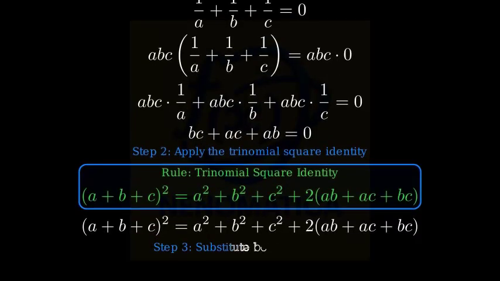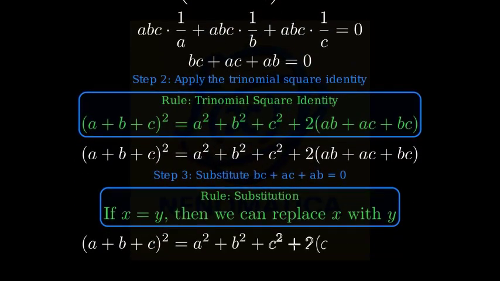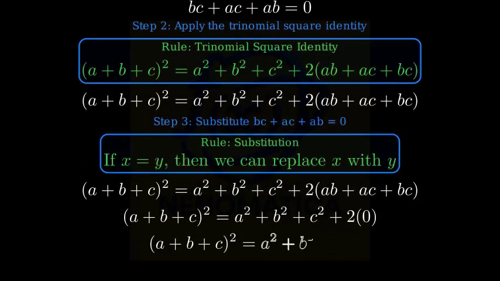From our previous step, we know that bc plus ac plus ab equals 0. Looking at the trinomial square identity, we can see that the term 2 times ab plus ac plus bc is equal to 2 times 0, which is 0. Therefore, the trinomial square identity simplifies to a plus b plus c squared equals a squared plus b squared plus c squared.